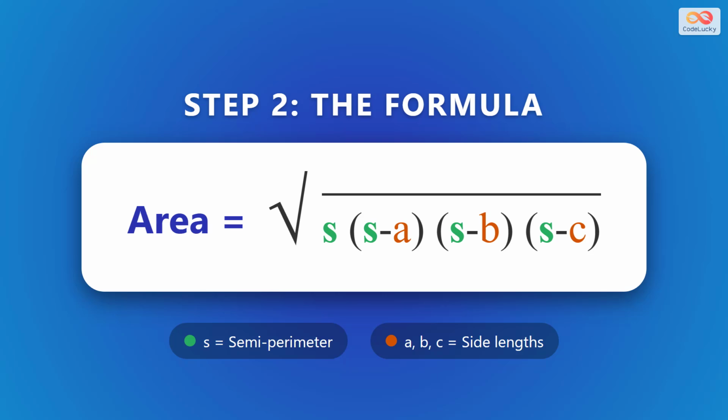Once we have the semiperimeter, S, we can use the master formula. The area equals the square root of S, multiplied by S minus A, multiplied by S minus B, multiplied by S minus C. It looks complex, but it is just a series of subtractions followed by multiplication.